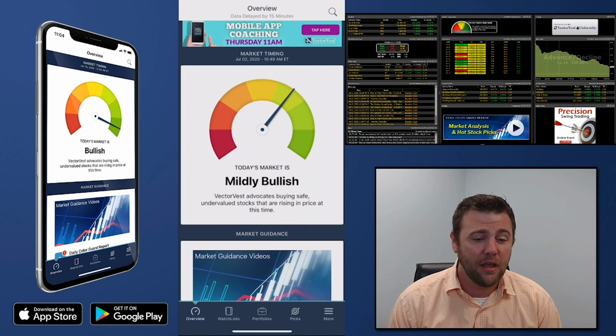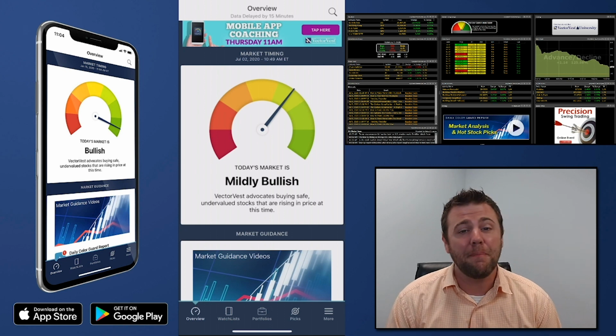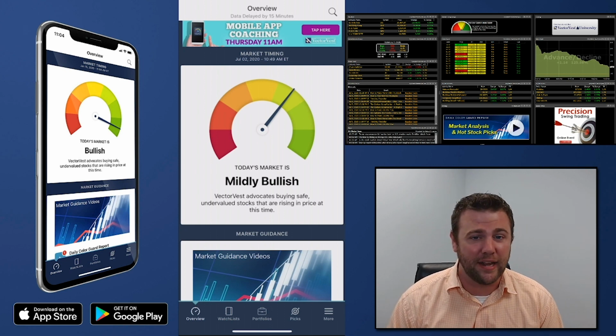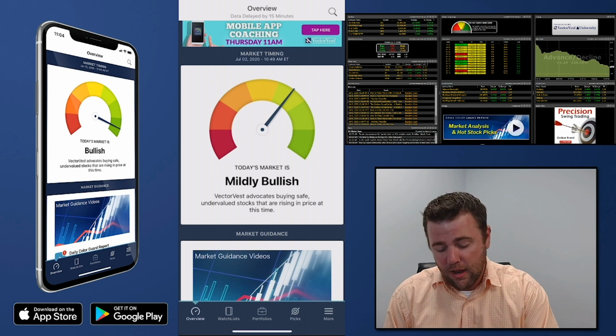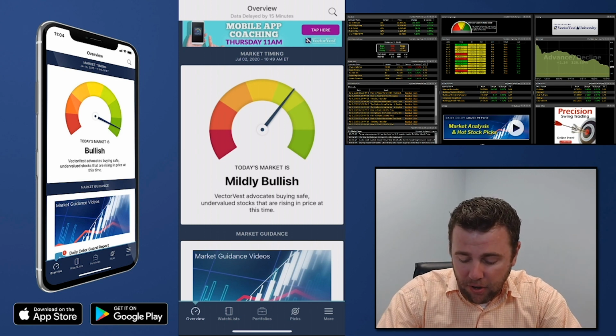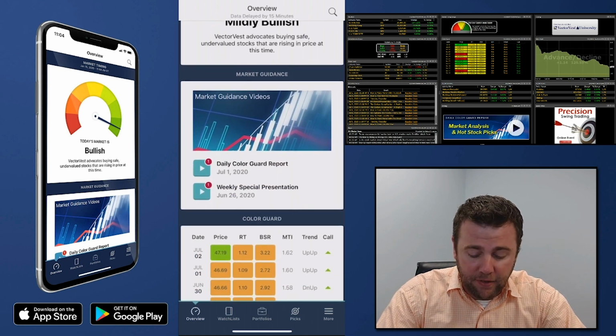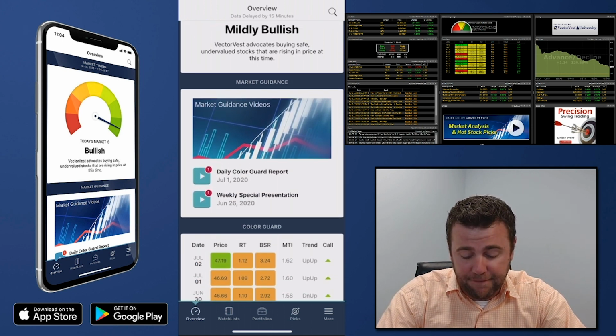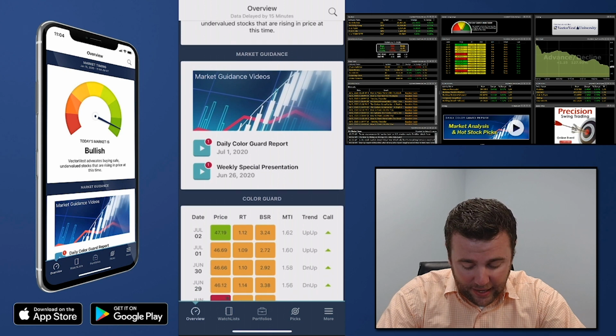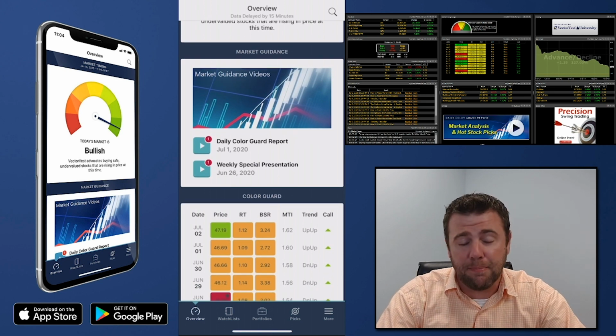So with that, let's go ahead and jump into what's going on here today, and then we'll start to take a look at other things here as well. As we can see right now, the market is one tick into the green. Therefore, we're mildly bullish. Therefore, VectorVest advocates buying safe, undervalued stocks that are rising in price at this time. But let's dive in a little deeper here.